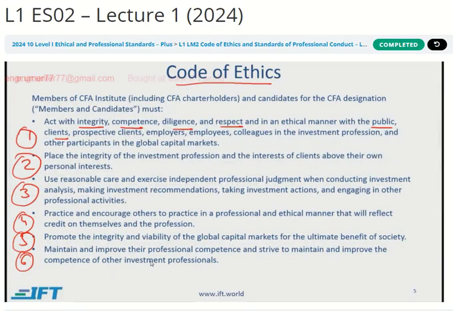And finally, number 6, maintain and improve their professional competence and strive to maintain and improve the competence of other investment professionals. I'm not going into details here because these items are reflected in the standards that we'll talk about next, and your job, given the learning outcomes described in the curriculum, is to learn these 6 bullet points.